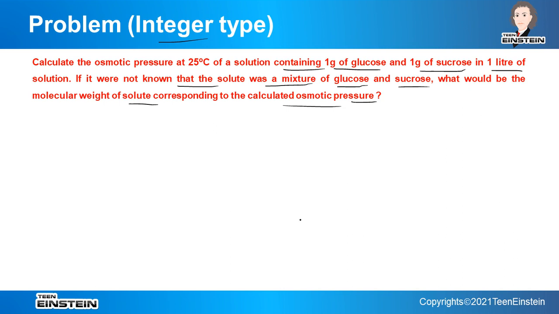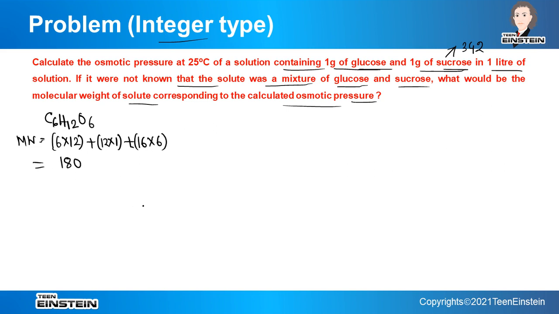So here how we will start? We will find out the number of moles of glucose as well as sucrose. Now for sucrose, its molecular weight we have already seen in another problem, it is 342. But what will be the molecular weight of glucose? Glucose has the formula C6H12O6. So its molecular weight will be 6 into 12 plus 12 into 1 plus 16 into 6. So this will be 180. This is the molecular weight of glucose.